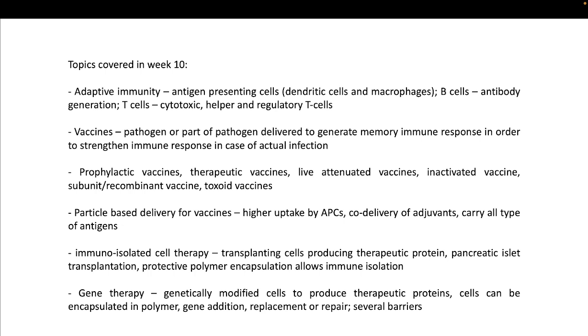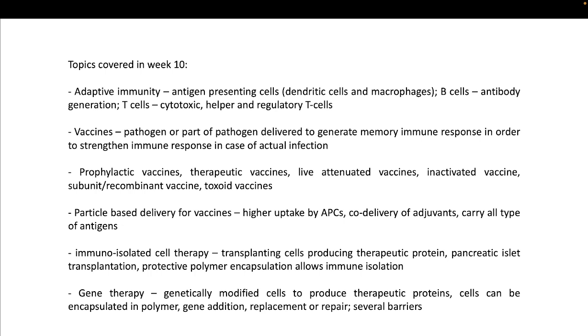Another type is subunit or recombinant vaccine, in which, instead of giving the whole pathogen as a vaccine, you take a particular part, a subunit of this pathogen. For example, it might be a protein which is flagged on the surface. So that can be administered as a vaccine. So in case you have an actual infection from the same pathogen, the same protein can be recognized by your immune system and by the memory cells, and then they can mount an immune response.